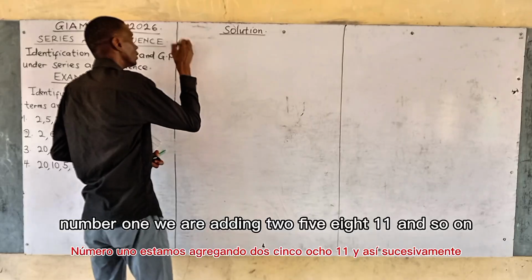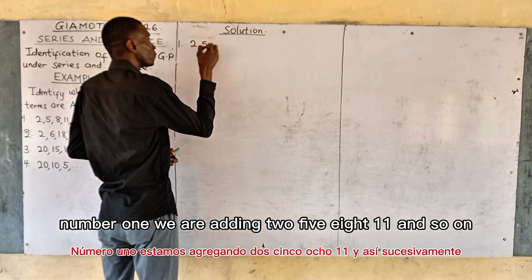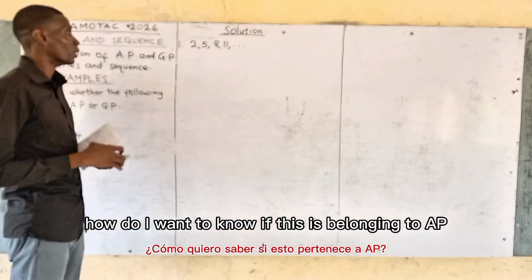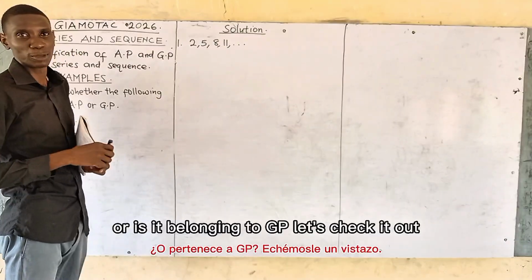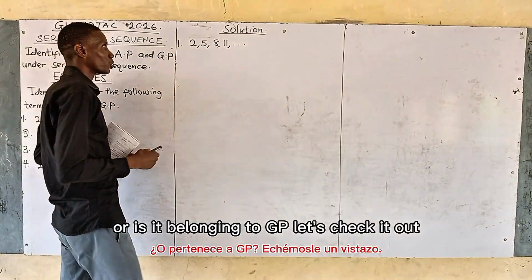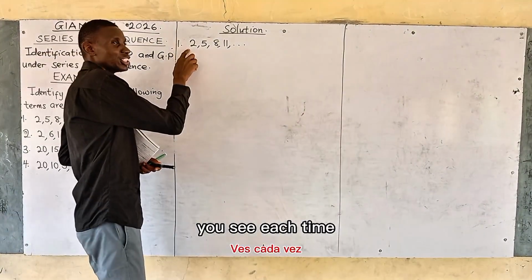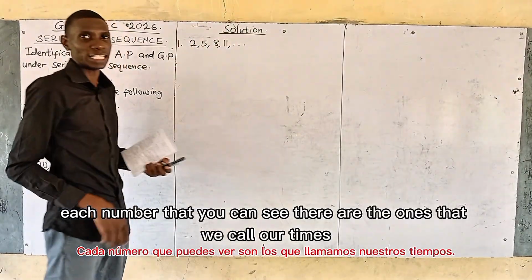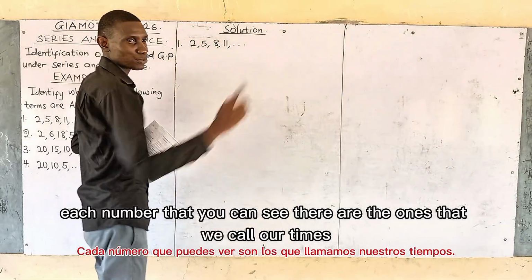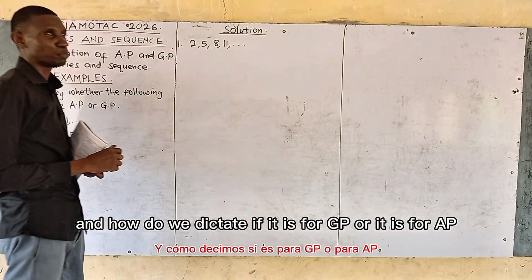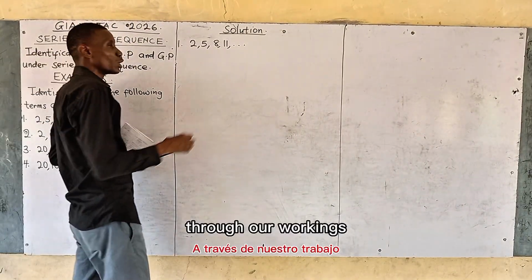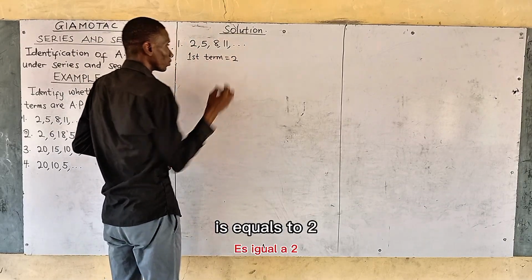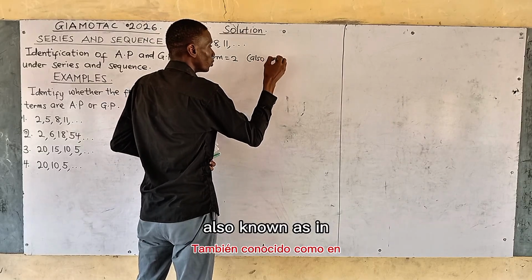Solution. Number 1, we are adding: 2, 5, 8, 11, and so forth. How do I want to know if this belongs to AP or belongs to GP? Let's check it out. You see, each number that you can see there is what we call our terms. And how do we detect if it is for GP or it is for AP? Through our workings. My first term is equal to 2, which is also known as A.